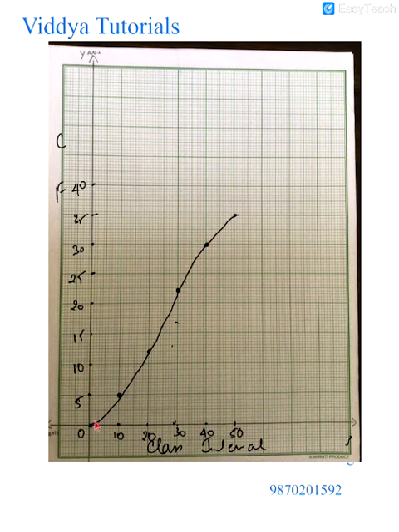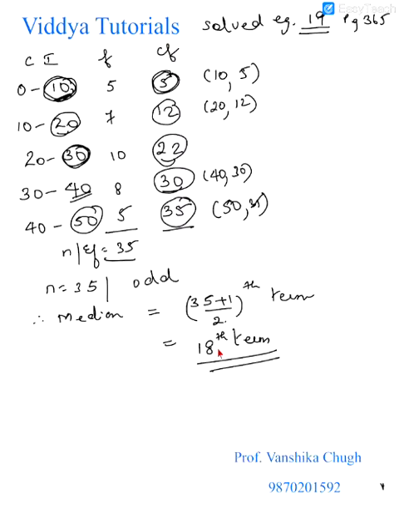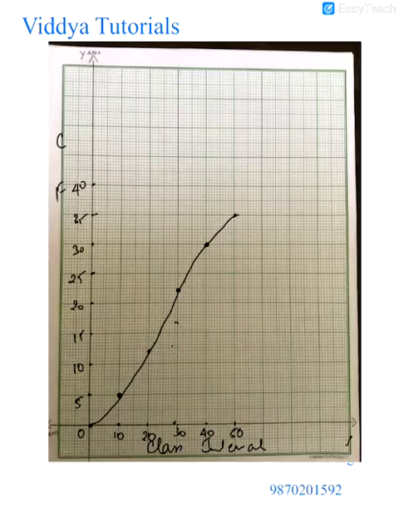And now I shall locate my median graphically. So I have done the formula, and my median is the 18th term. So I need to locate the 18th term. Here I will go on the y-axis, that is where I have shown my cumulative frequency. I will locate 18. So here is my 17.5 and this is my 18.